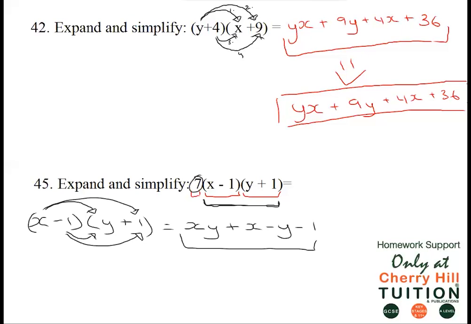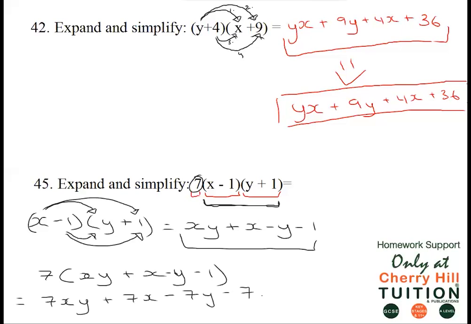However, the last step is to multiply by 7. This gives us 7xy plus 7x minus 7y minus 7. And that is your final answer. So hopefully this one makes sense. Let's move on to the next question.